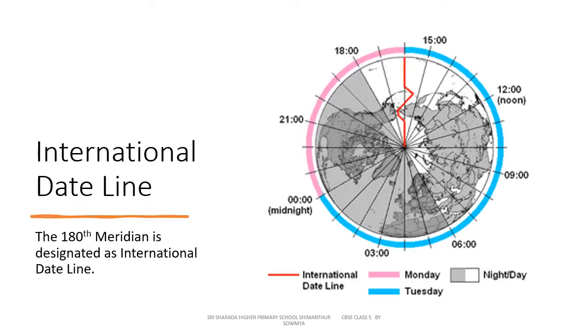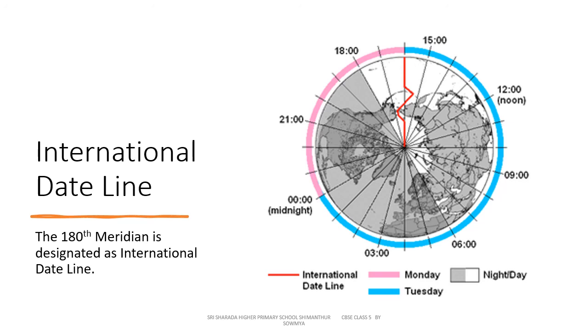International Dateline. The 180th meridian is designated as the International Dateline by the International Meridian Conference held in Washington, D.C. in 1884. If the international dateline is crossed from west to east, a day is added. It means that if it is Monday on the American side, it will be Tuesday on the Asiatic side.